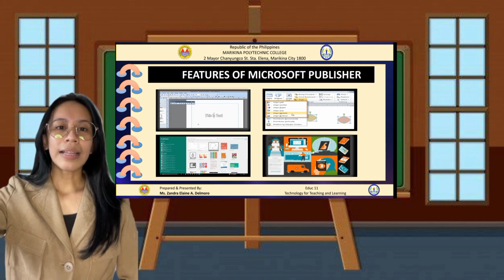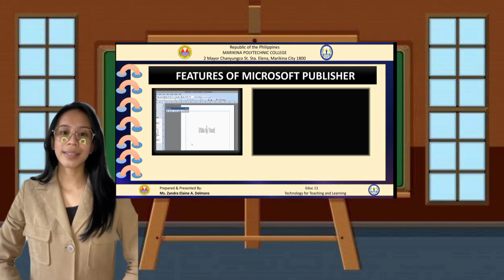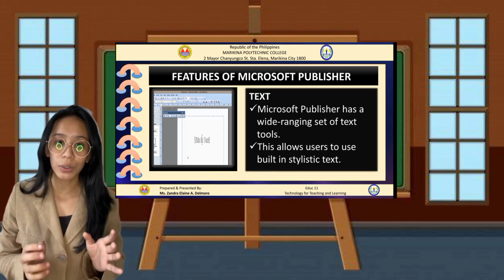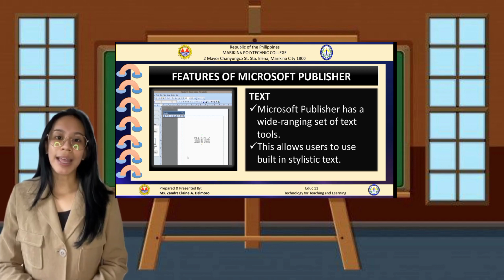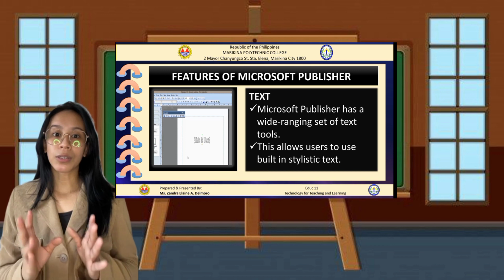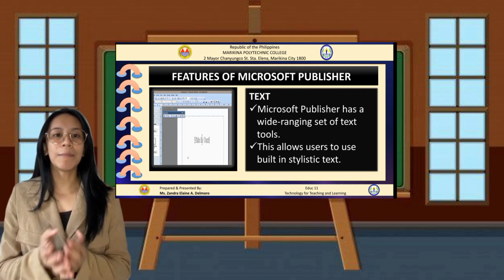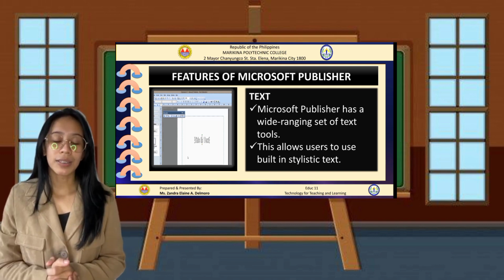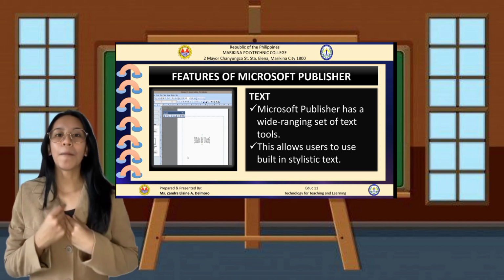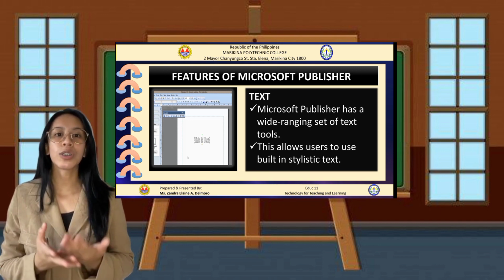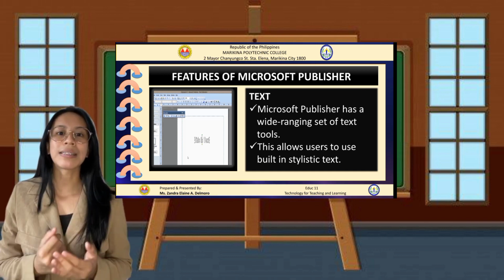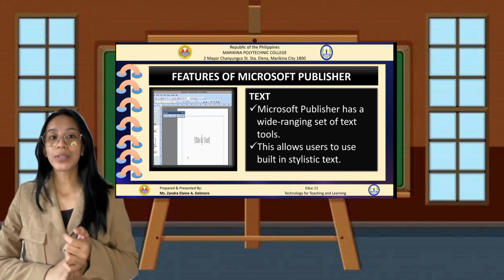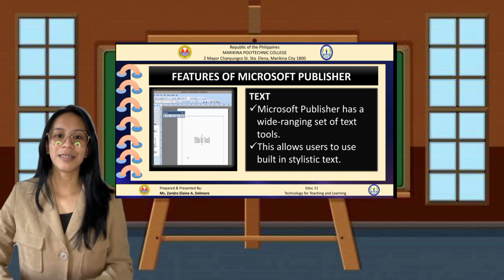So let's start with the text. Microsoft Publisher has a wide-ranging set of text tools in addition to the fonts present in every program under the Microsoft Office suite. Microsoft Publisher 2010 features OpenType typography. In addition, the personal profiles feature of Publisher allows users to save business information, including the name, address, and phone number, for use in future publications.